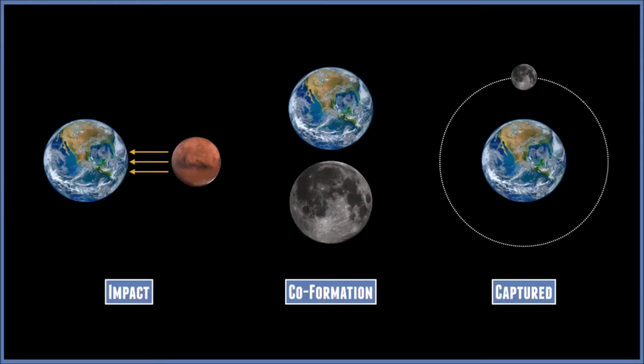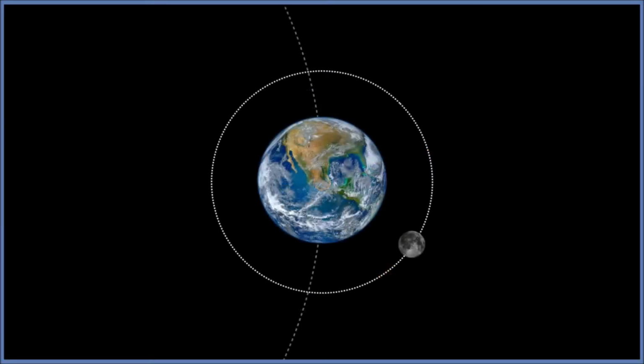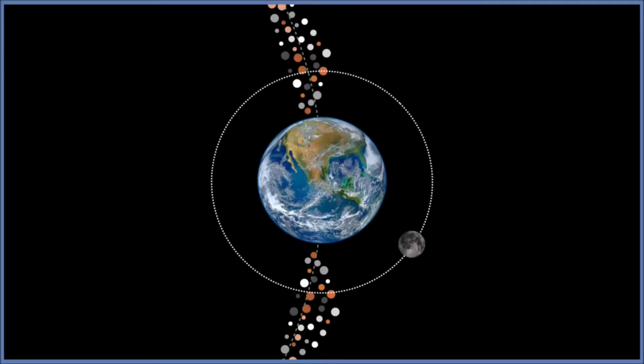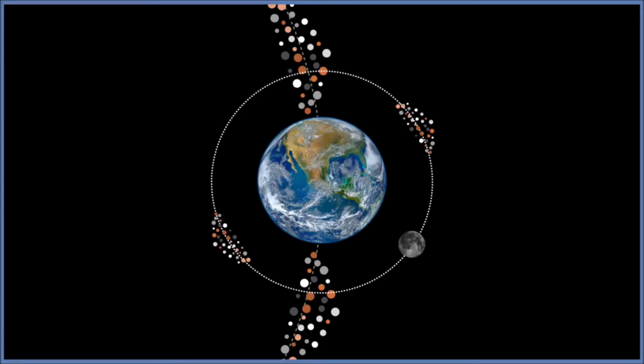The second one is the co-formation theory. Moons can often form at the same time as their parent planet. The material in the early solar system would have drawn together through gravity. The moon would have formed at the same time as the Earth. And because it would have formed in the same place, it would have been made out of the same material. This gives a good reason why the moon has a very similar composition to our planet, and it would explain the moon's location.